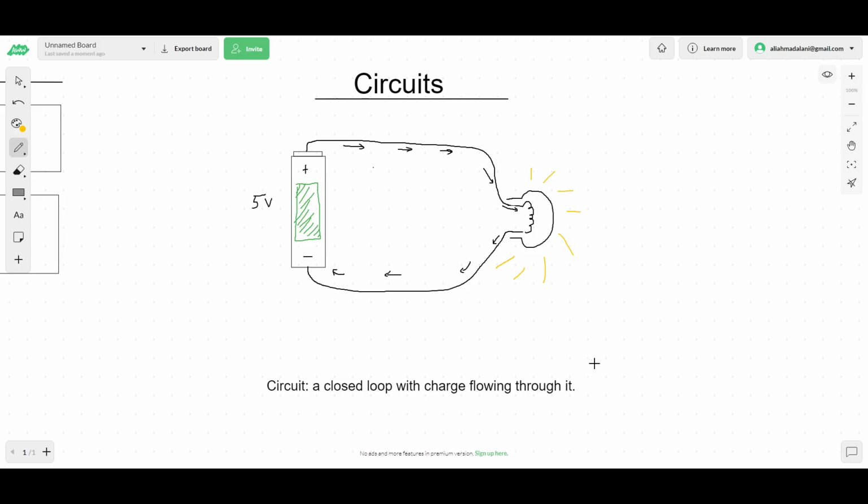Now, what we've just created right now is the simplest form of a circuit. What we're defining a circuit as is a closed loop with charge flowing through it. Now, the key word here is closed, because what would happen if we removed one of the wires? There is no longer a connection between the plus terminal and the minus terminal of the battery, and therefore there will be no flow. Of course, when there is no flow, the light bulb will not light up anymore. So that's what a circuit is, a closed loop with charge that flows through it.